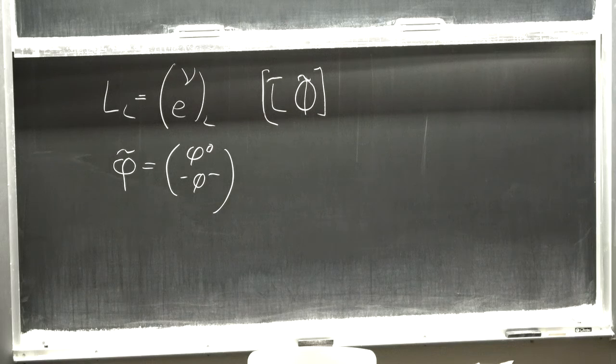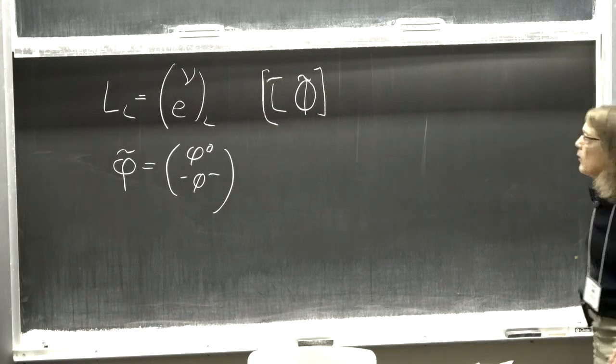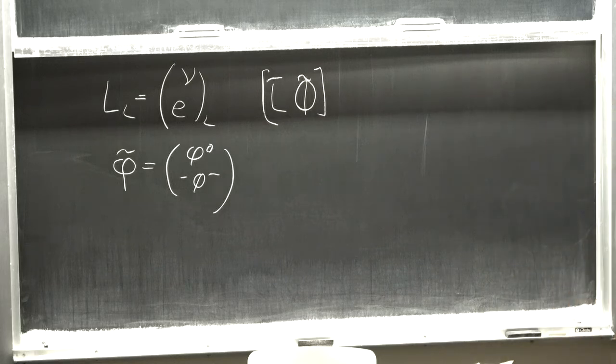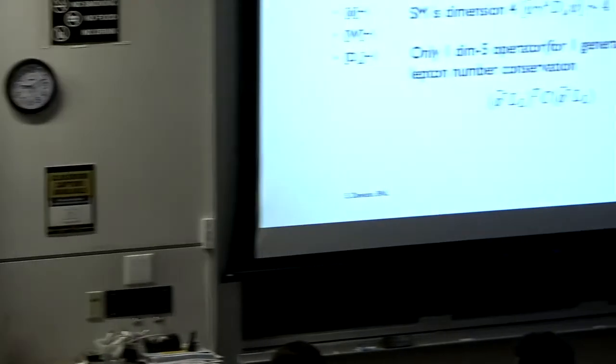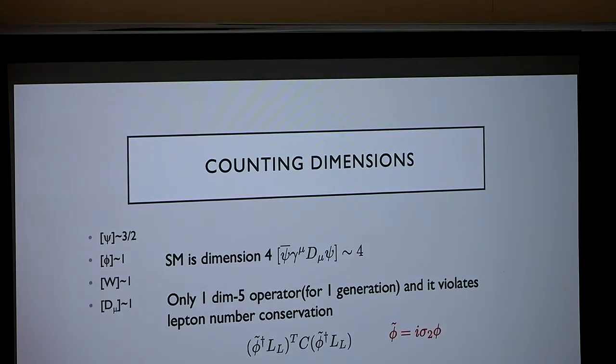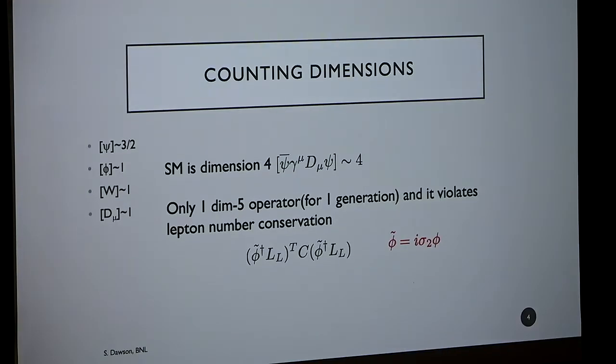C is charge conjugation to get the charge to come out, right? And we have an operator that violates lepton number. And in fact, all of the odd numbered operators violate lepton number or baryon number. So I'll ignore those. Although this one is cool. You can use this operator in neutrino physics if you're playing around.